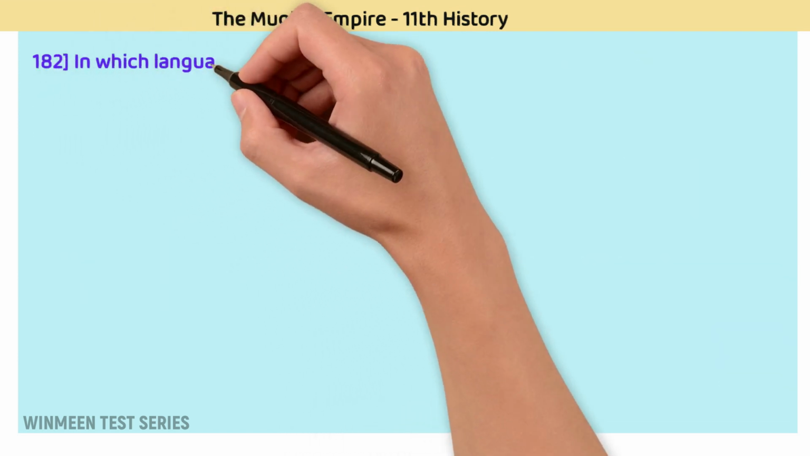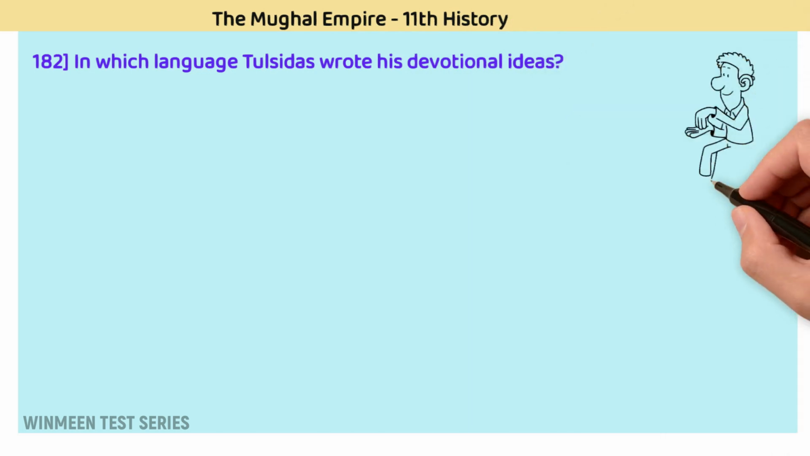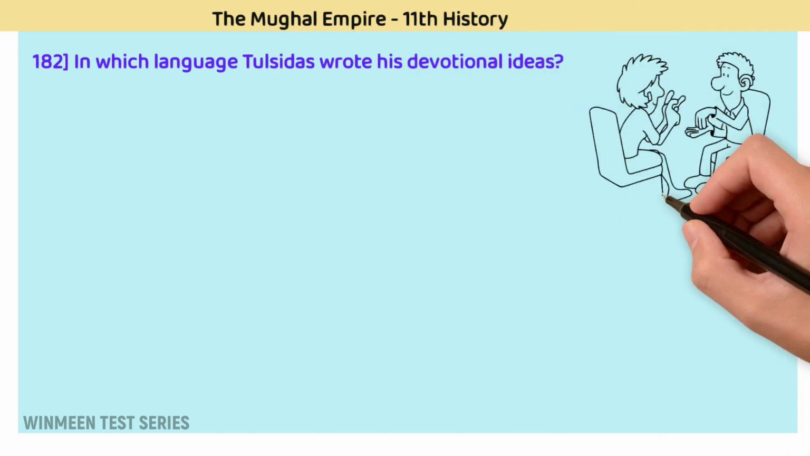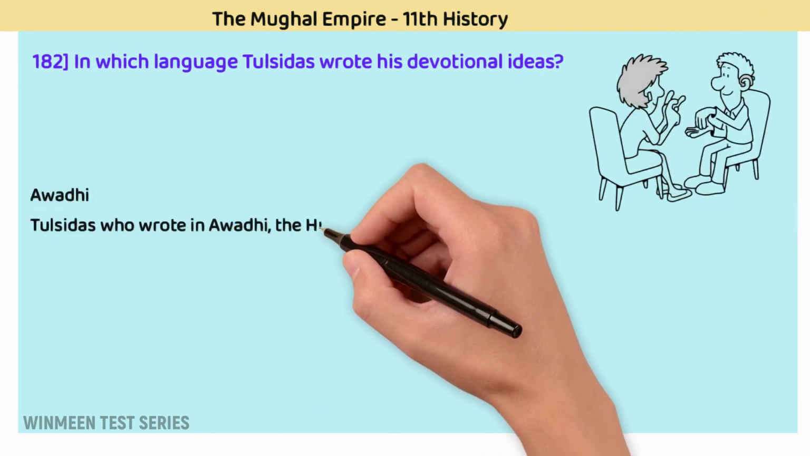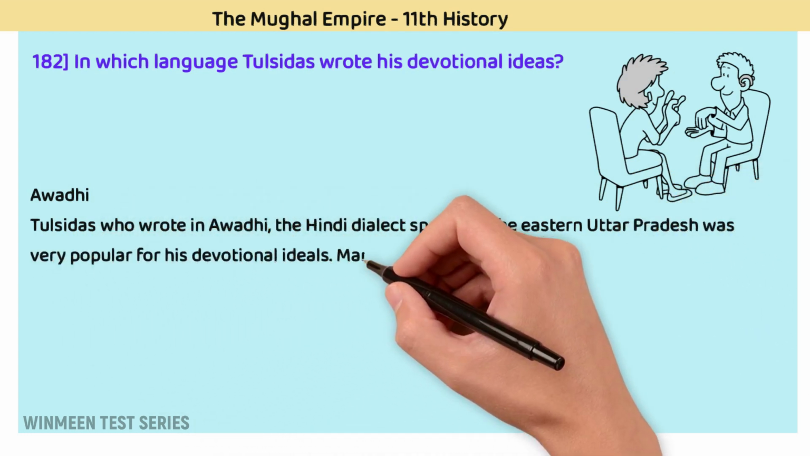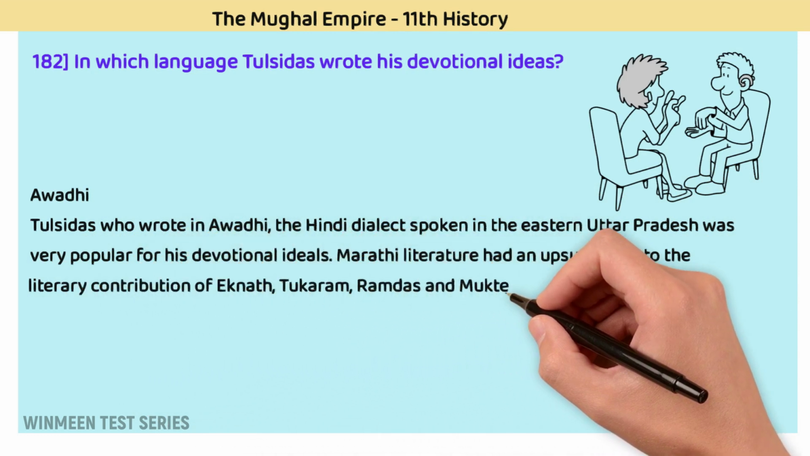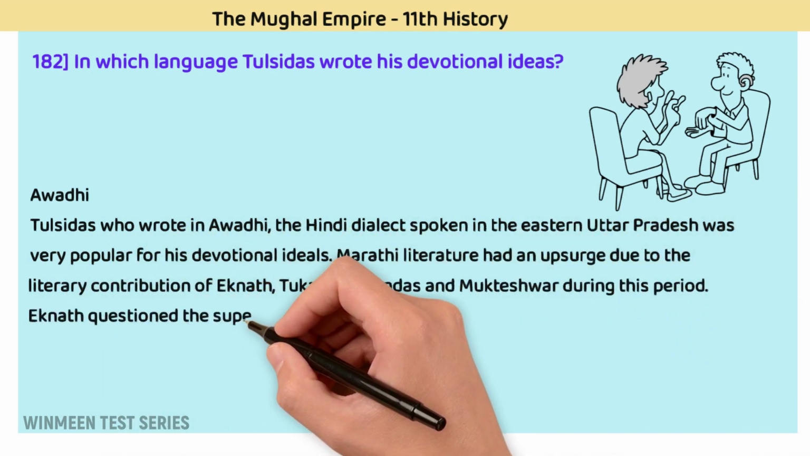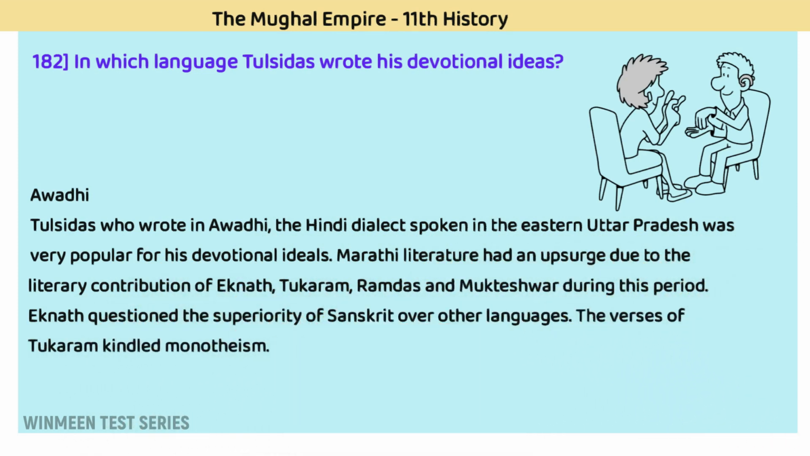Question number 182. In which language did Tulsidas write his devotional ideas? The answer is Awadhi. Tulsidas, who wrote in Awadhi, the Hindi dialect spoken in eastern Uttar Pradesh, was very popular for his devotional ideas. Marathi literature had an upsurge due to the literary contribution of Eknath, Tukaram, Ramdas, and Mukteshwar during this period. Eknath questioned the superiority of Sanskrit over other languages. The verses of Tukaram kindled monotheism.